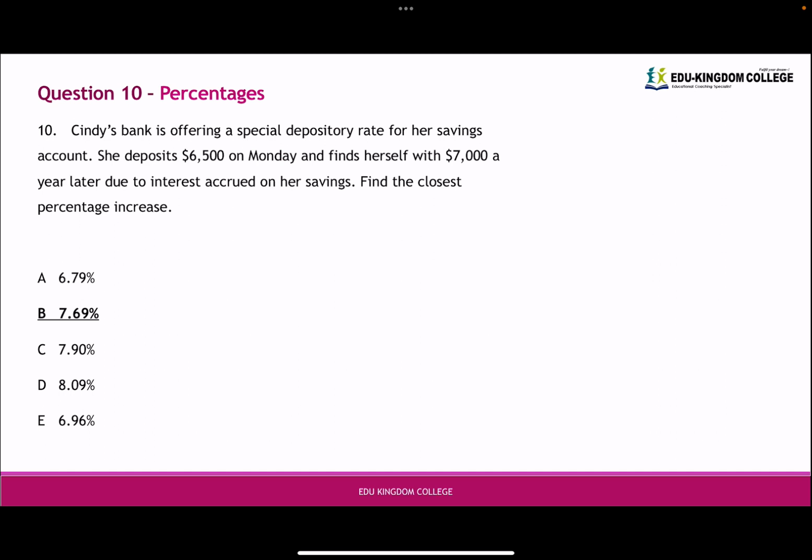Now, last question. Cindy's bank is offering a special deposit rate for a savings account. Deposit $6,500, she finds herself with $7,000 a year later. So she's made $500 due to interest accrued on her savings. Find the closest percentage increase. We need to find what 500 is as a fraction of 6,500, how much we've made over how much we initially had. We can cancel the zeros out, so we should get 5 divided by 65. That's what our fraction represents.